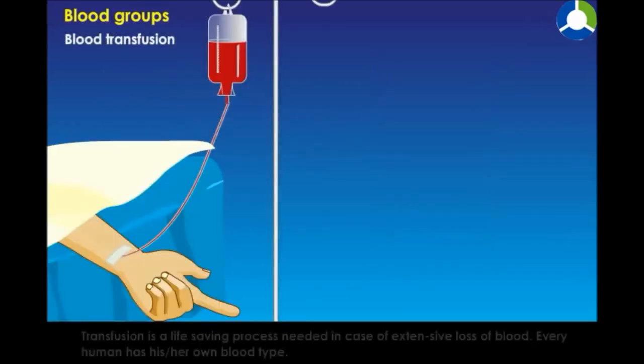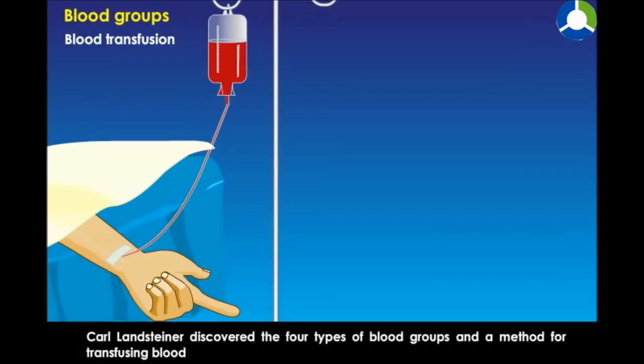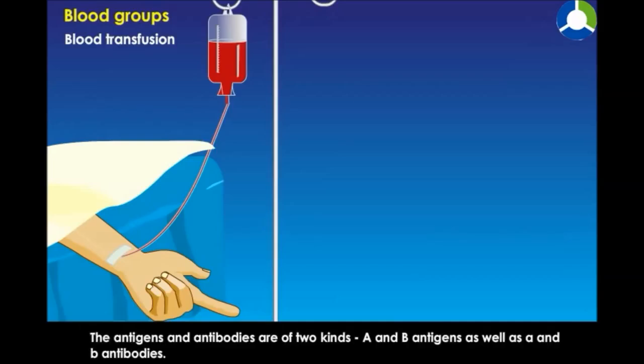Blood transfusion. Transfusion is a life-saving process needed in case of extensive loss of blood. Every human has his or her own blood type. Karl Landsteiner discovered the 4 types of blood groups and a method for transfusing blood from one person to another. This grouping was done based on the presence of antigens and antibodies. The antigens and antibodies are of two kinds, A and B antigens as well as A and B antibodies.